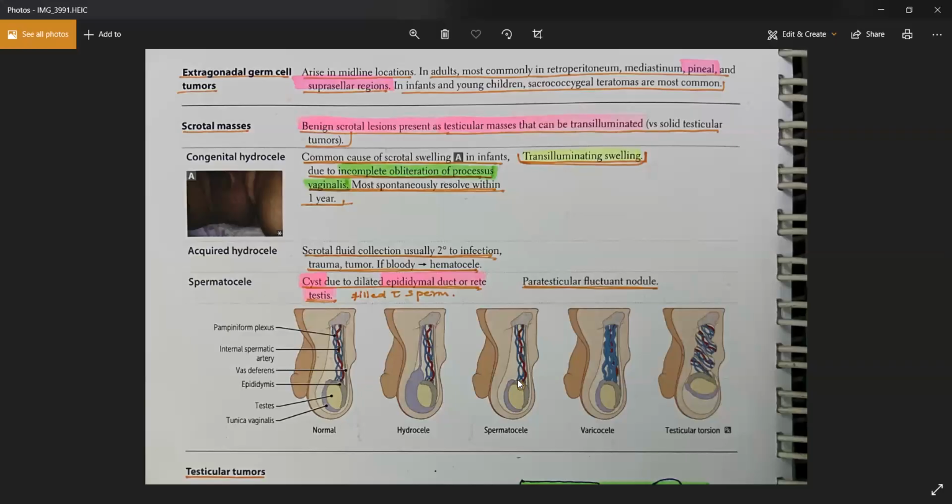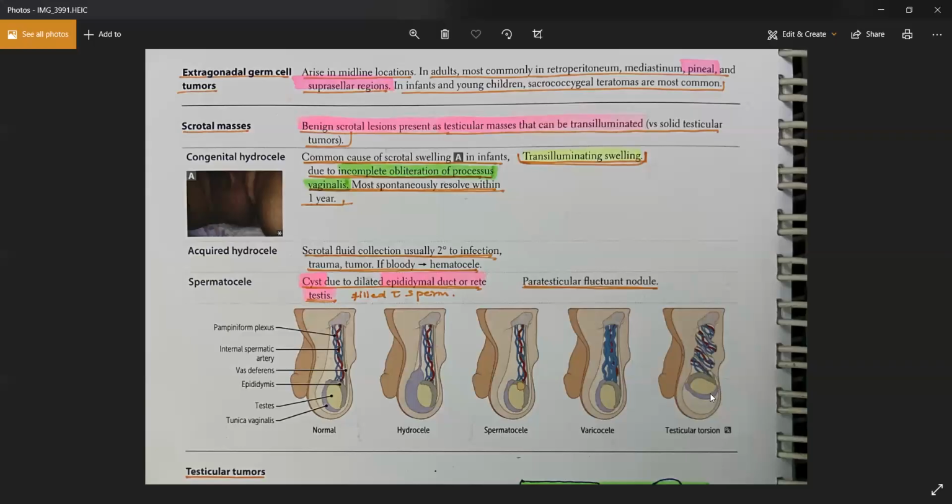So if you see a patient who is having an episodic swelling, think about the spermatocele. They will ask you what is present inside this swelling. These ducts will be filled with sperm. So in these cysts, what is present? It will be the sperm. Other two conditions we have discussed already.